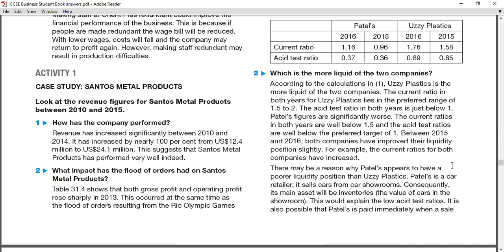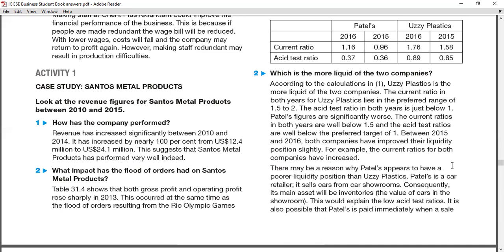Patel's figures are significantly worse. The current ratios in both years are well below 1.5, and the acid test ratios are well below the preferred target of 1. Between 2015 and 2016, both companies have improved their liquidity position slightly. For example, the current ratios for both companies have increased.